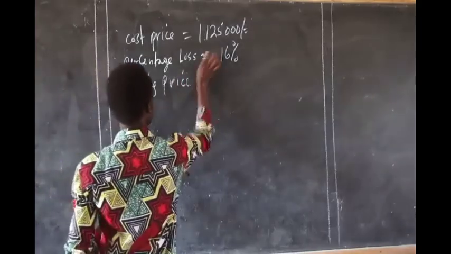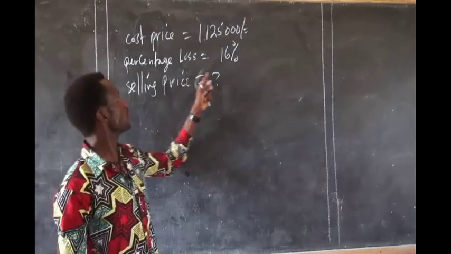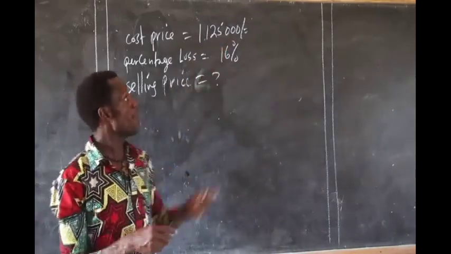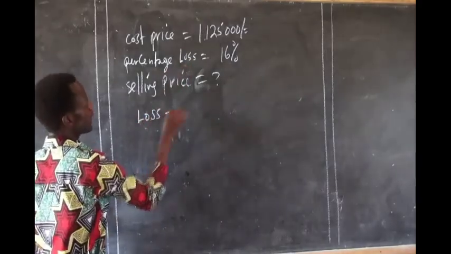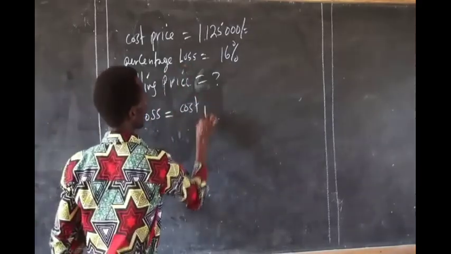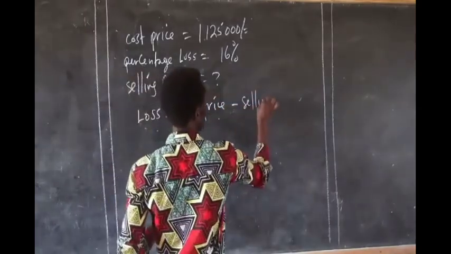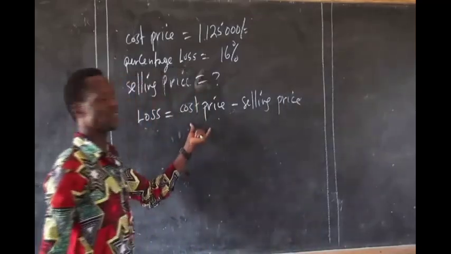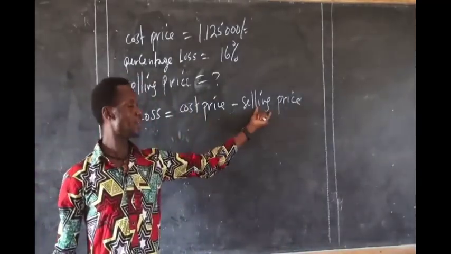Selling price is equal to what? Remember, we've been given the cost price, and we need to find the selling price. From here we say loss is obtained by taking the cost price minus the selling price. So this is the formula that we'll use to find the selling price.